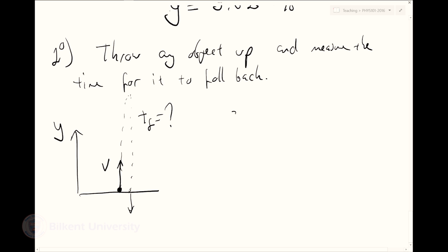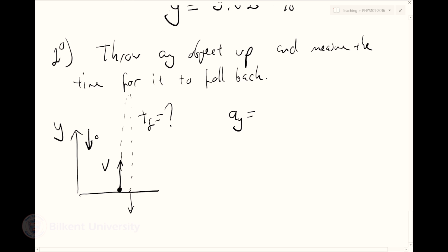What's my acceleration in the y direction, y-axis? Is it going to be g or minus g? Minus g, right? The objects are falling in the negative y direction. They are accelerating in the negative y direction. So my acceleration is minus g.